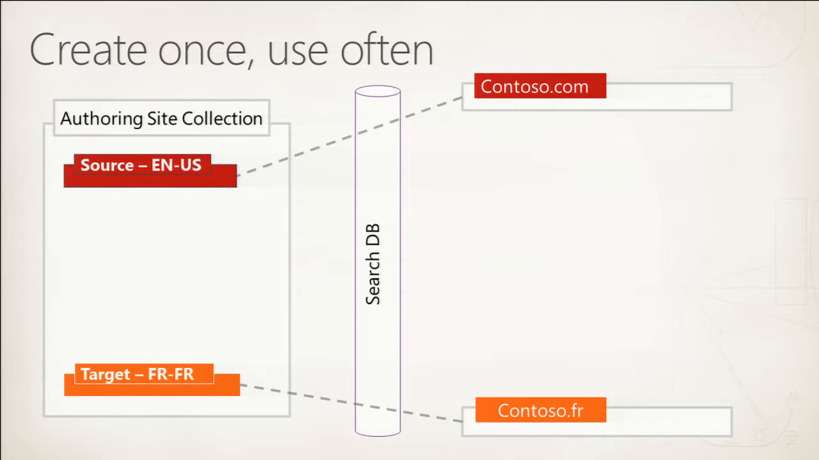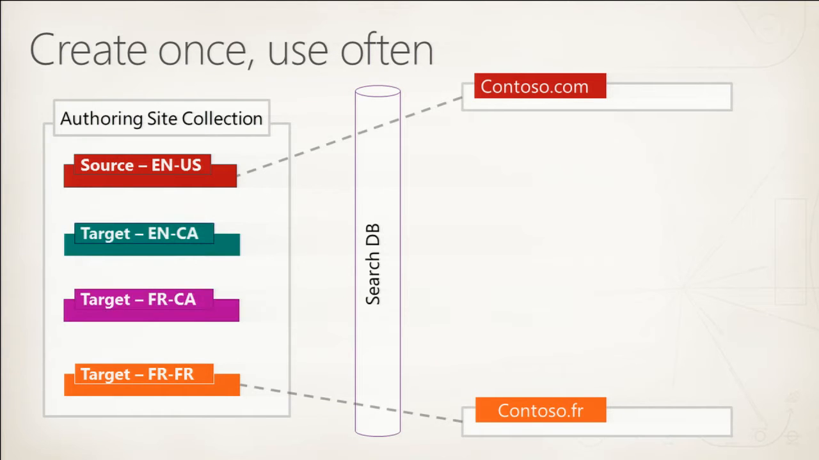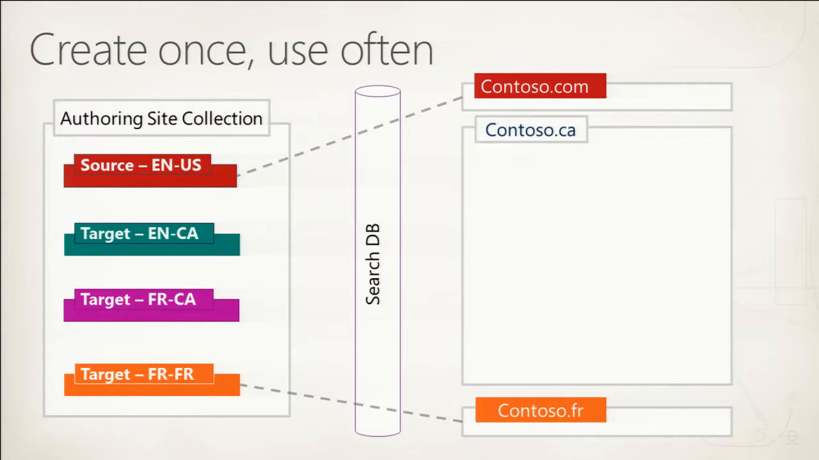So you can see here that we have the authoring site collection we just looked at that has the ENUS source and the FRFR target. We're now going to add the Canadian content in here. So we have an ENCA target and an FRCA target. And we're going to create contoso.ca. Contoso.ca is going to have a EN pages library.